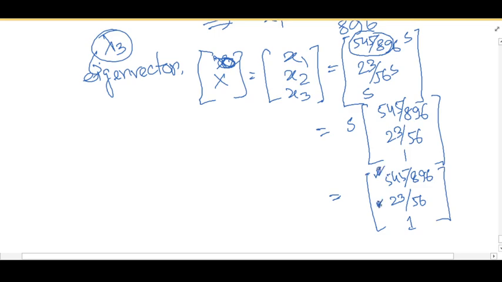So the main thing I will be judging in your answer is whether after dividing this one with this one I am getting 23 by 56, or if I divide this one with this one I am getting 545 by 896 or not. That is my concern. Whatever form you are taking the ratio, I will be judging and giving you your result or marks based on that.